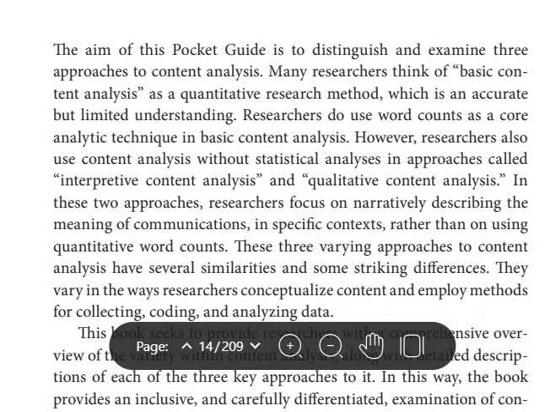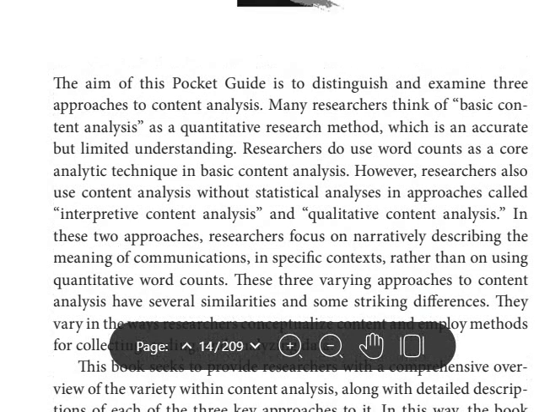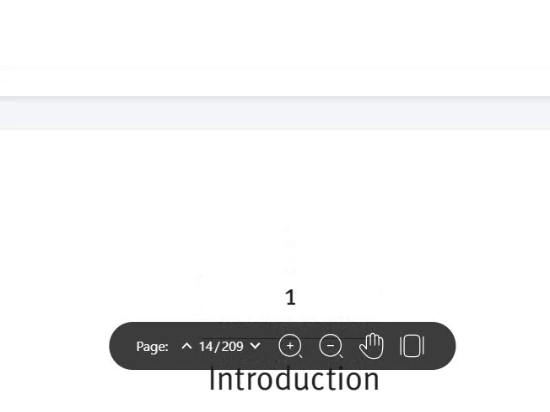Okay, so this is a pocket guide which is mainly focusing on the three approaches of content analysis, and this is the introduction. Actually, we have jumped on the preface. Okay, we can go back to the preface. In this preface we will understand the general idea of this book, that it mainly focuses on the three approaches of content analysis.